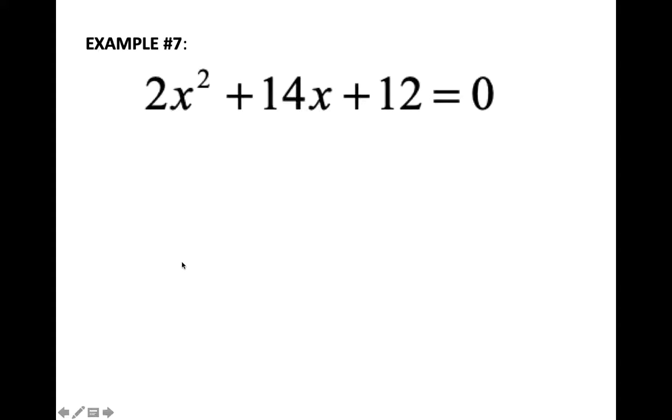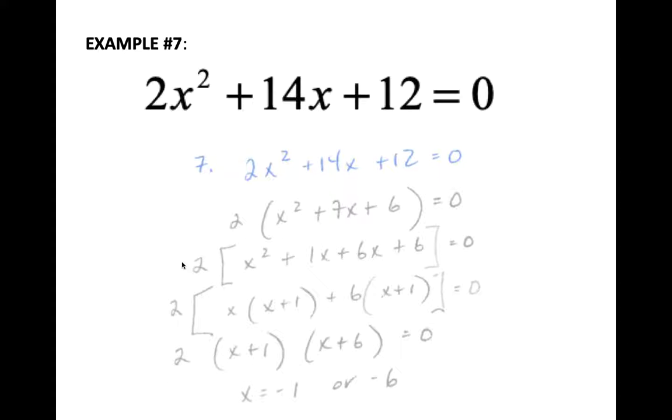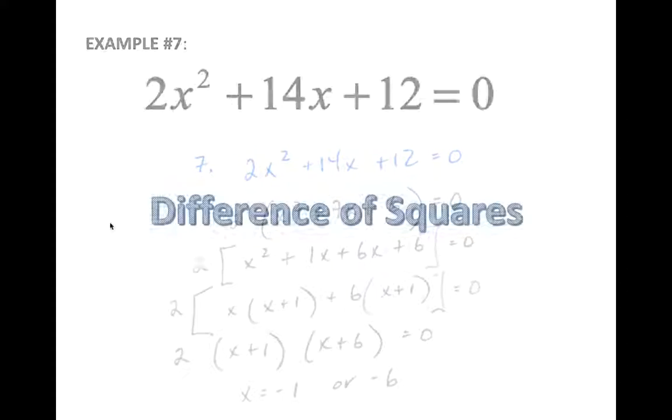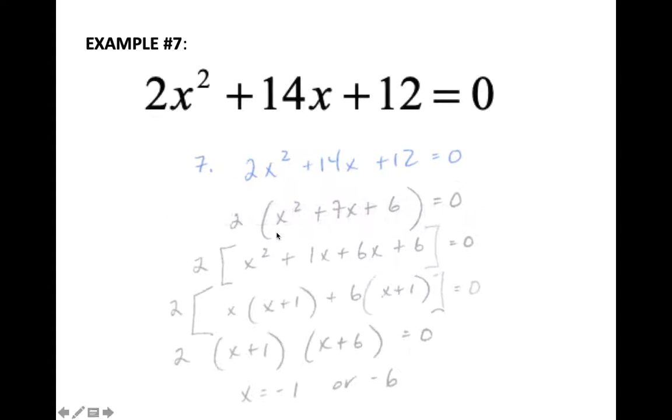With this quadratic equation, as with all of them, we should always look for the greatest common factor first. If you look straight across, you realize that you could pull a 2 out of all of these terms. That leaves you with x squared plus 7x plus 6.